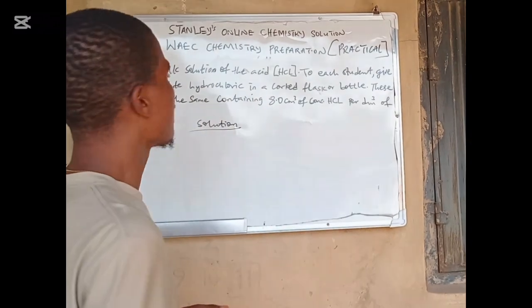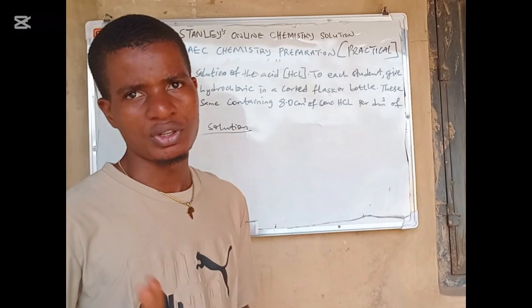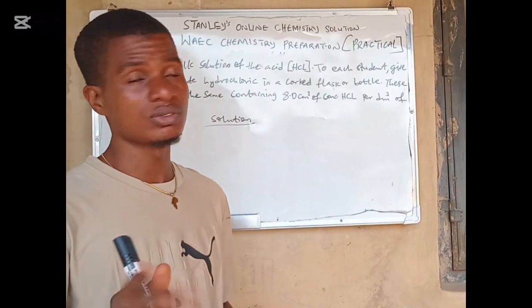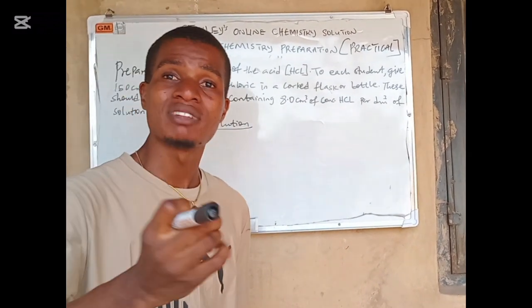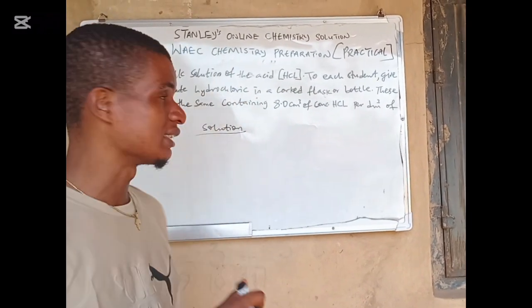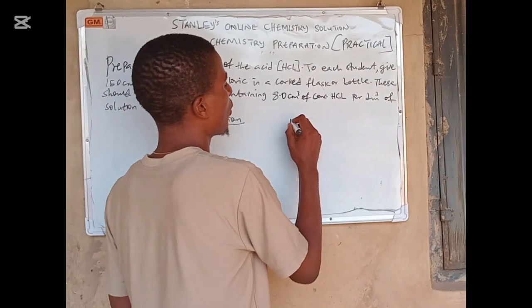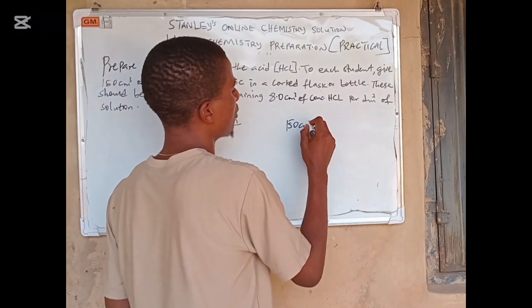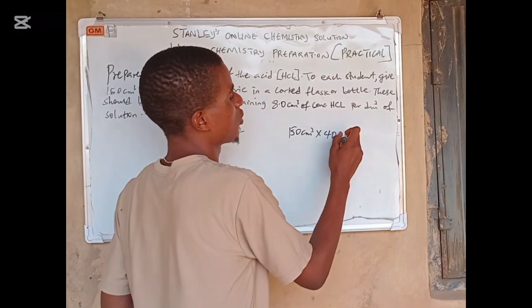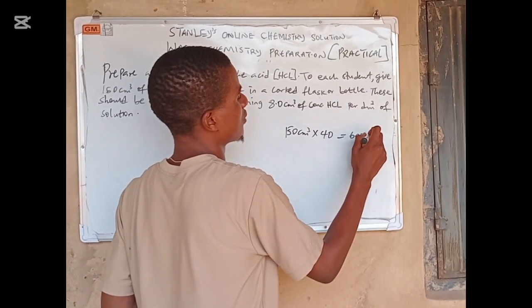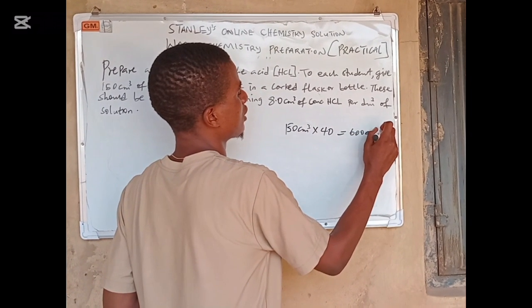Now good. Okay, let's say your school has 40 students. For example, your school has 40 students, and they say that each student must have 150 cl cube of dilute hydrochloric acid. So 150 cl cube times 40 students is equal to what? 6,000 cl cube. 6,000 cl cube.